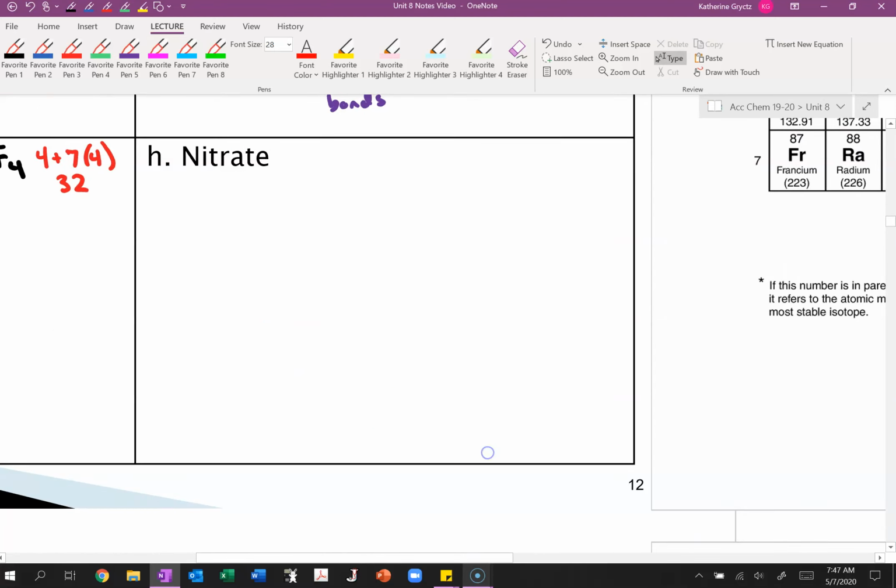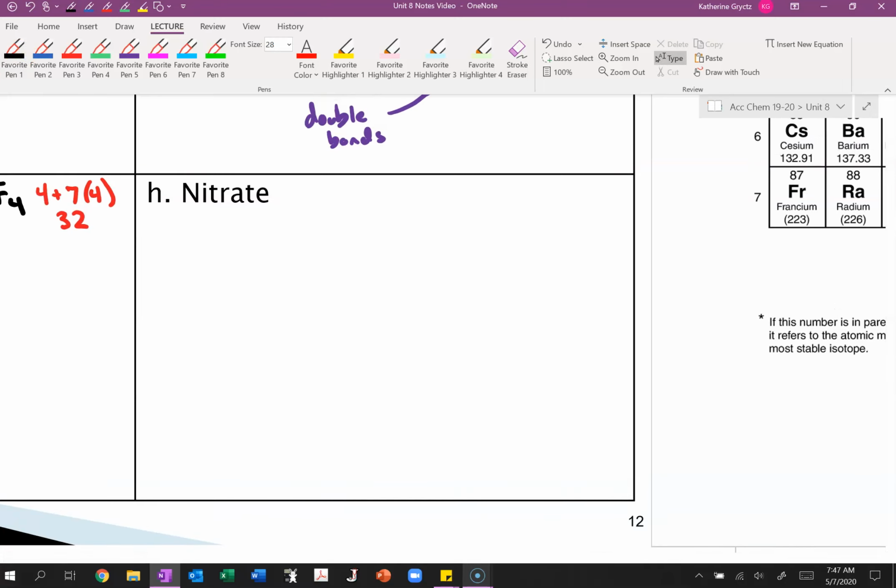Okay, and then we've got three different ones to show you some anomalies. So first up is nitrate. Nitrate is NO3, and all year long I've been harping at you how important it is to show that charge. So NO3 negative. And I'm going to draw the 1 negative in here for a reason on this one. But you have to have that when you draw nitrate, otherwise you're not going to get the right structure.